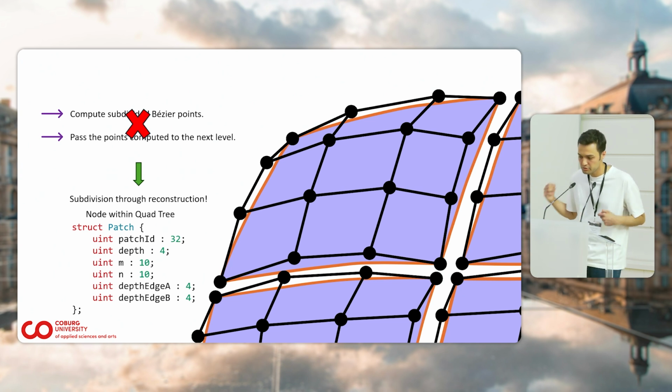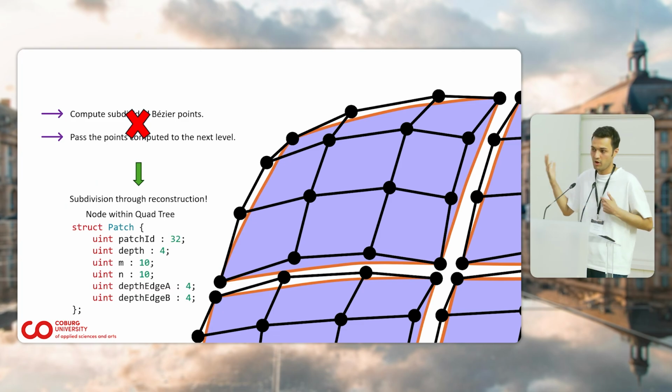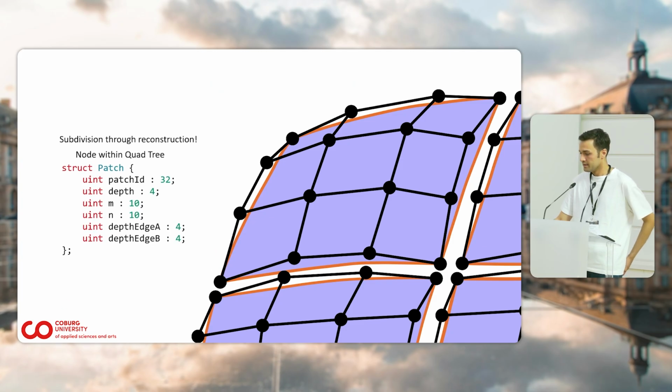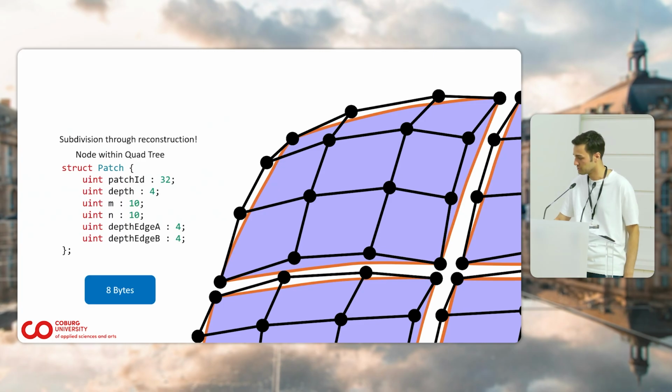We need the patch ID because we reconstruct our sub-patch from the base patch, so we have to know to which base patch we belong. We need the depth, obviously, to reconstruct the surface, and also the XY coordinates, or MN coordinates in this case, in our quad tree, and we also have this crack fixing information here. Now, with that, and using bit fields, we will end up having 8 bytes instead of 192 bytes. Okay, so that's kind of good. Yeah, it was also part of a contribution.